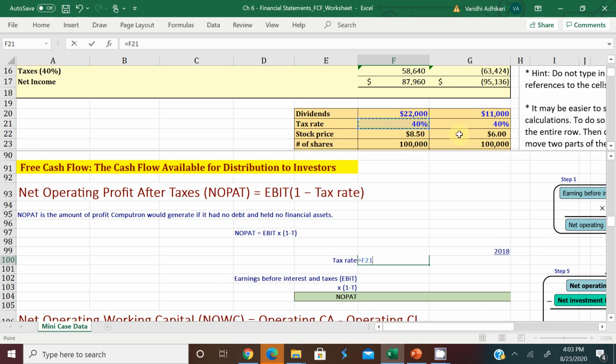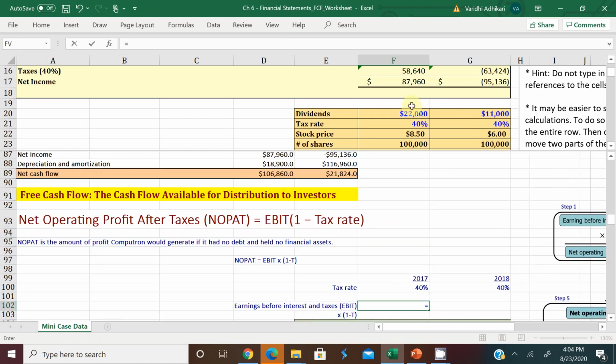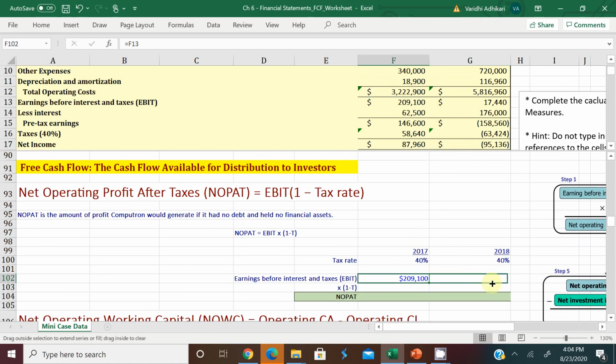So you can make references here, and in this case, you can drag it across, and to 2018 is also 40%. So for EBIT, we need EBIT times 1 minus tax rate. So EBIT of this company in 2018 was... 2017 was that amount, and you can drag it across for 2018. And for 1 minus tax rate, you can directly do the calculation here. Okay, so let me do 1 minus tax rate, so it will be 0.6.